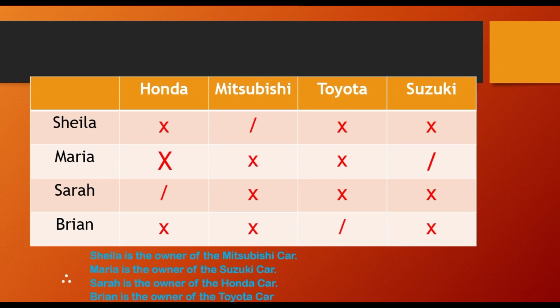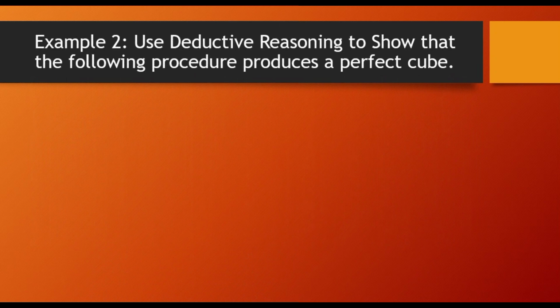Okay? So now, let's try another example. Use deductive reasoning to show that the following procedure produces a perfect cube. So what is a perfect cube? A perfect cube means if you multiply a number by itself three times, the product is a whole number, or if you take the cube root of a whole number, the result is not a decimal.